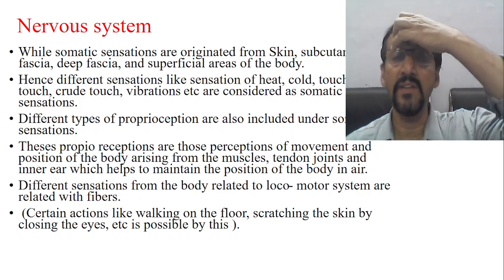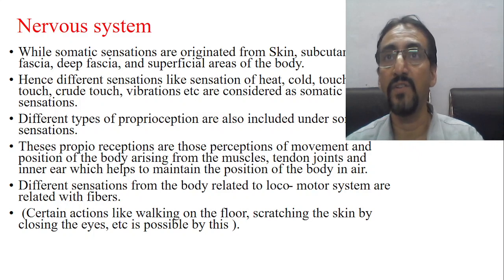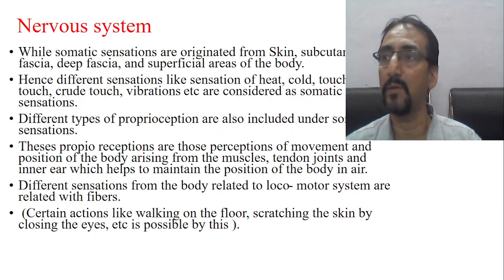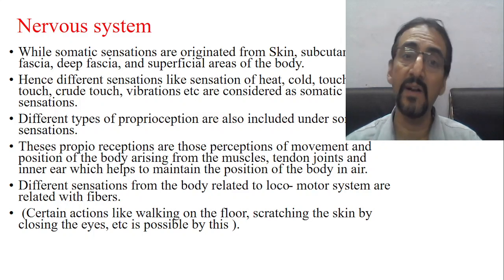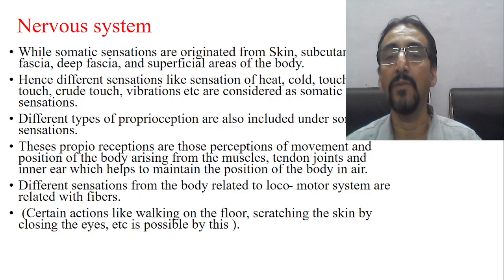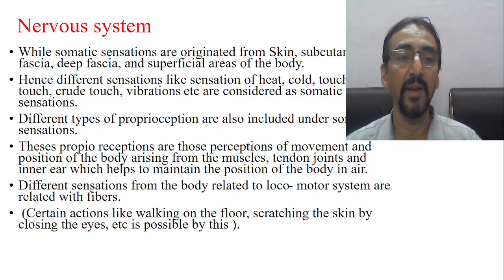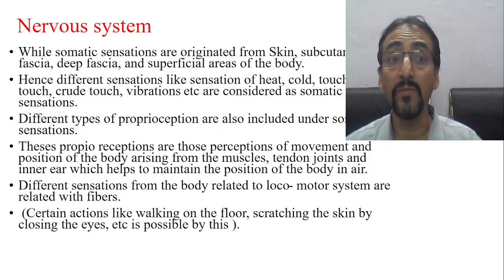Now, there are different sensations which are produced from the skin. For example, sensation of heat, sensation of cold, sensation of touch, deep touch, crude touch, and vibration sensation are all considered somatic sensations because they originate from the skin. In the skin there are so many receptors for these particular sensations. When these receptors get stimulated, that sensation is carried through these somatic nerve fibers, into the sensory fibers, and then goes to the brain. So this is one part of the somatic sensation.